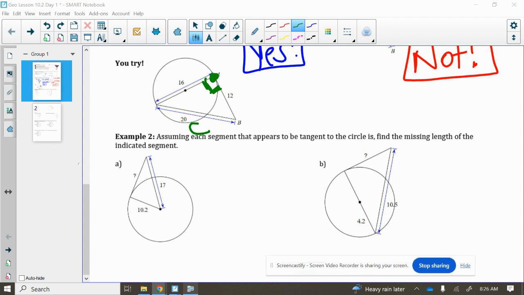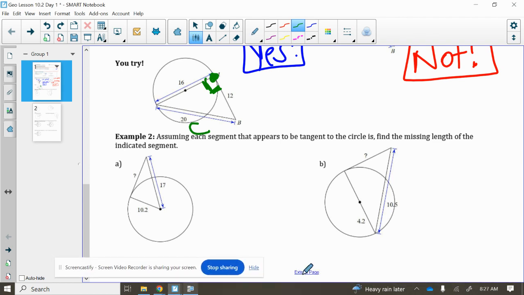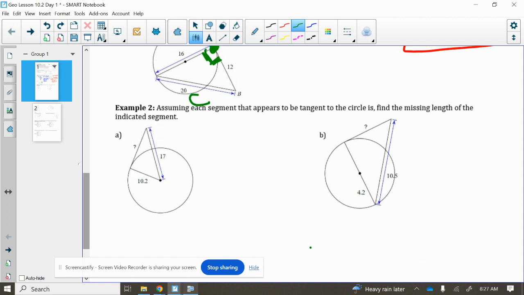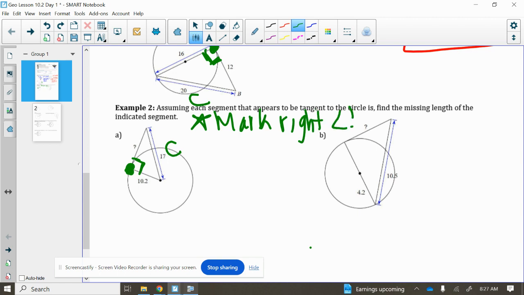All right, down here at the bottom, we have a couple of examples that are saying, okay, assuming that this line is a tangent line, what would the length of the missing segment be? So again, your right angle is always going to come at that point of tangency. So when we create this right triangle, our biggest side is always the side across from that angle. So step 1 is always mark the right angle, so we know what's going to be our C value. So in this case, 17. And we want to see, does that equal our missing side squared plus 10.2 squared?